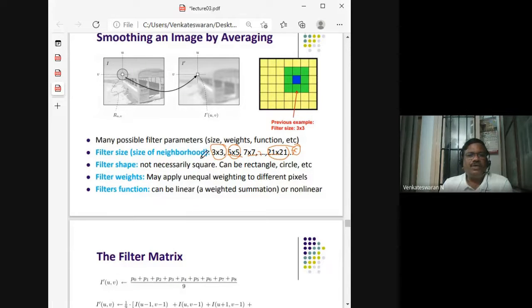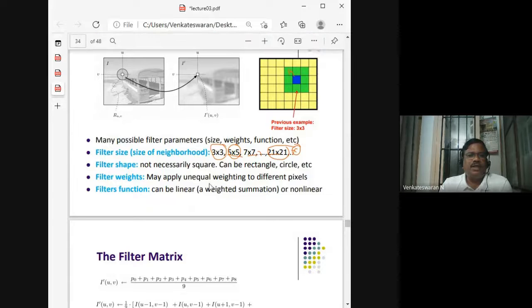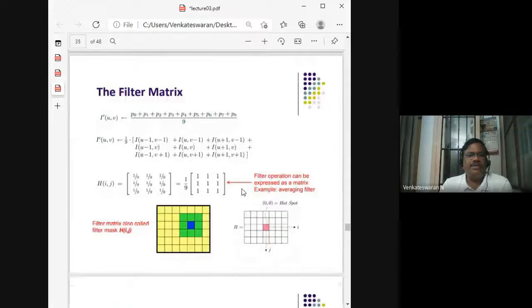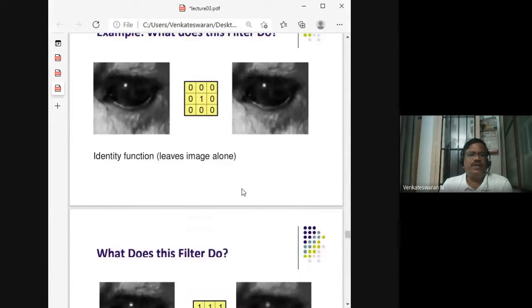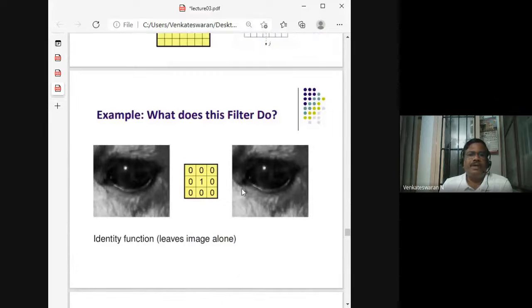So you can also apply 1 by 9 for all pixels, or you can also apply unequal values, for example. In such a case, it becomes a weighted filter. Instead of an averaging filter, you can apply a weighted filter. So you can increase the filter values. For example, in this case, the filter values here are zeros.